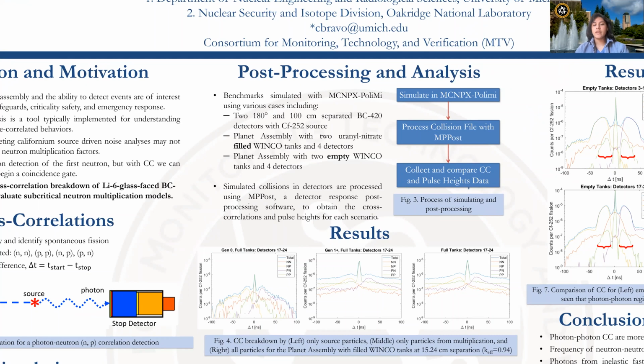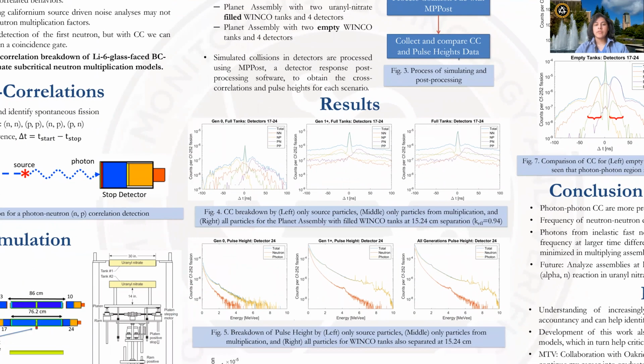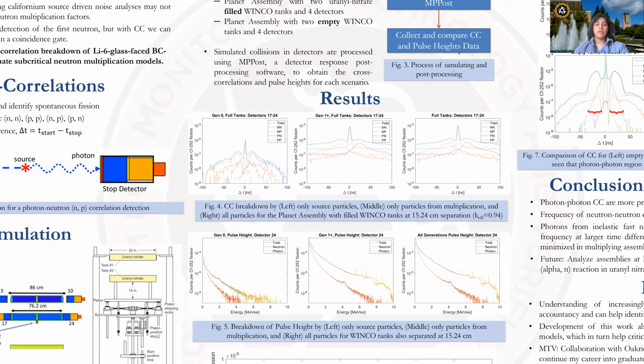Our first case is 2 detectors separated at 100 centimeters using a Californium source, and then the planar assembly as shown before for both filled and empty tanks. The simulated collisions and detectors are then processed using MPPost to obtain the cross-correlations and pulse height for each scenario. The results are then compared in 3 ways: only source particles, only particles from multiplication in the tanks, and then all particles possible and collected.